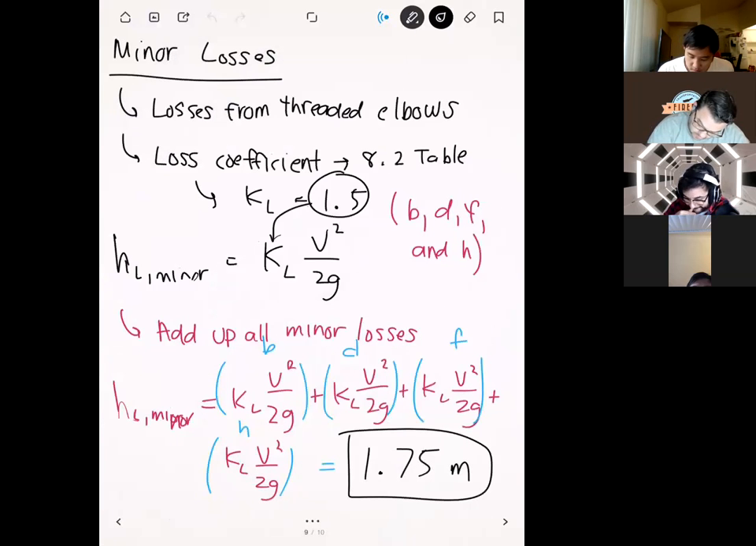Oh, question? Is that an R for the first term? Where? All the terms should be KL. Oh, it's HL minor right here, and then HL minor is equal to KL. Oh, the exponent is a 2, sorry. Yep.